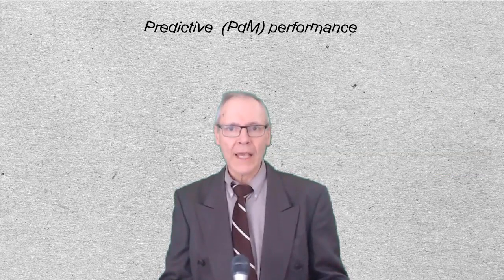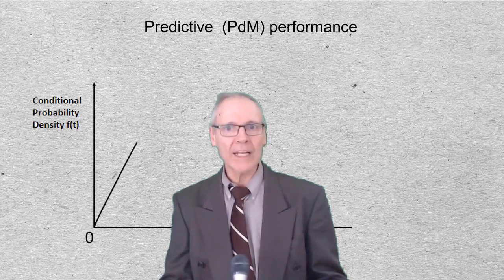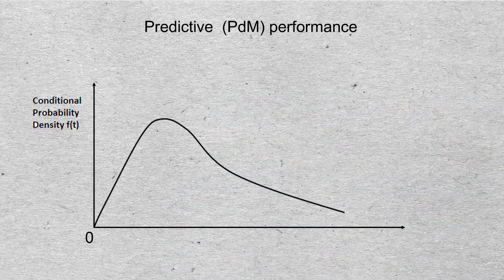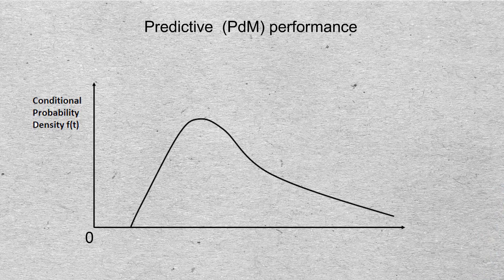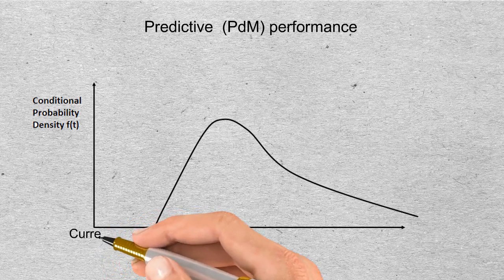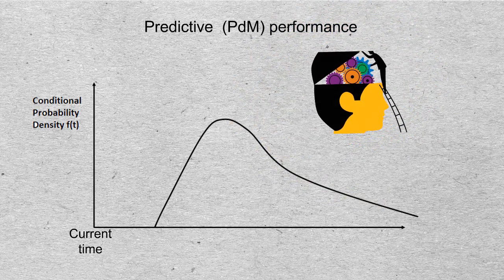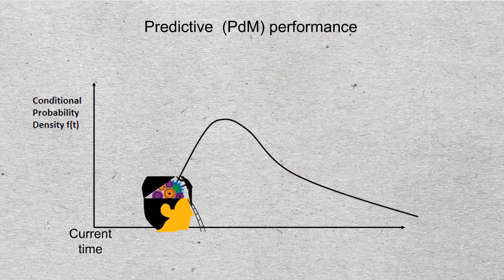Predictive performance can be assessed by plotting the conditional probability density distribution. It is similar to the well-known probability density function, except that the origin is not positioned at age 0, when the item was new. Rather, it is located at the current moment in time, which is, of course, the moment at which a predictive decision must be made.